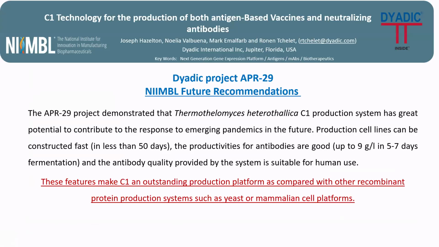We worked with the US NIIMBL. It's called the National Institute for Innovation in Manufacturing Biopharmaceuticals, where there's, I think, 300 to 400 members from biotech, academia, pharmaceutical companies. And they compared C1 on 2 different things. One was a mAb and one was a Fab, which was the Regeneron Fab. And you can see here from this that their basic conclusion is that these features make C1 an outstanding production platform compared with other recombinant protein systems, such as yeast or mammalian cell platforms. It outperformed it in terms of speed, yield, and cost.